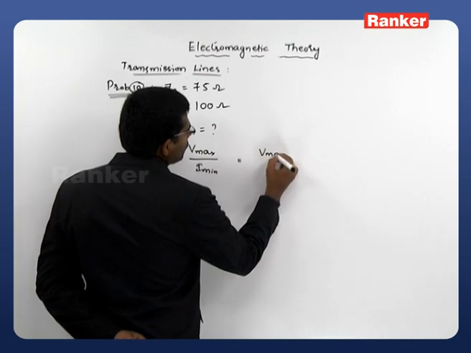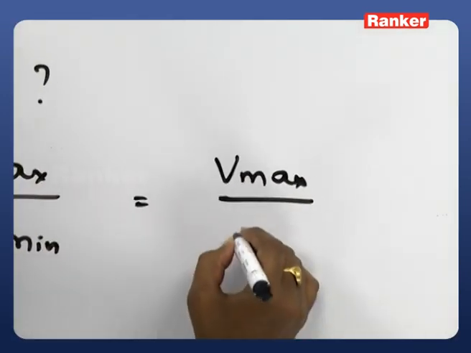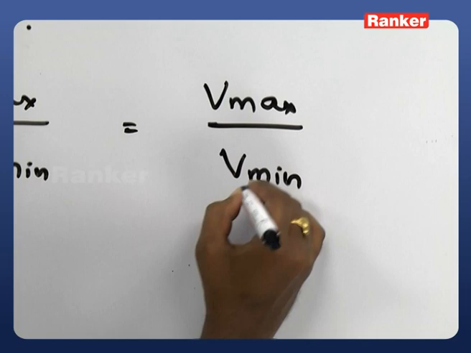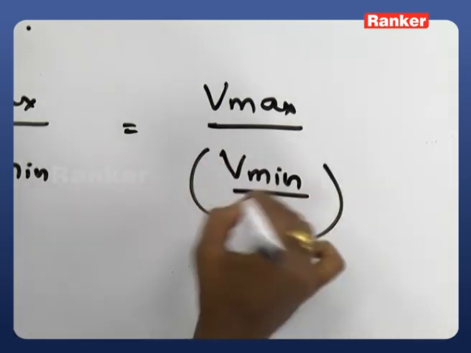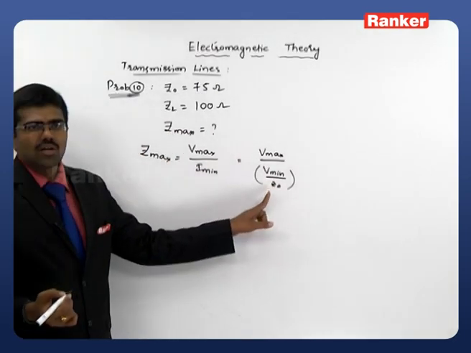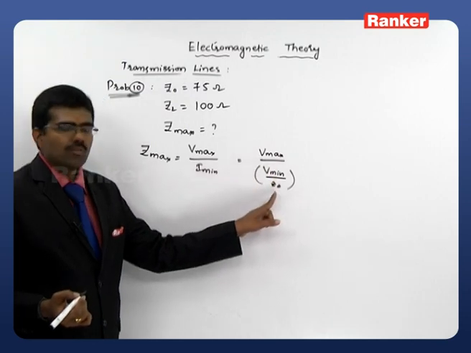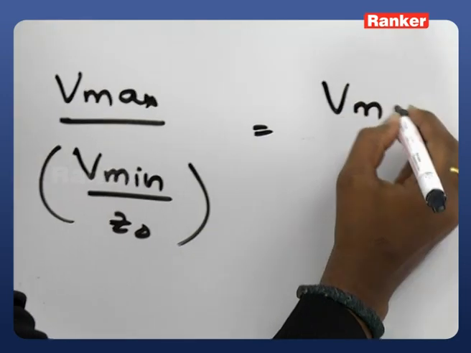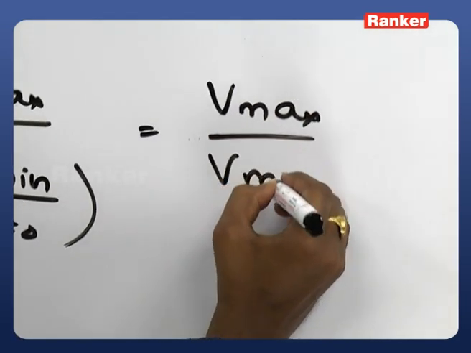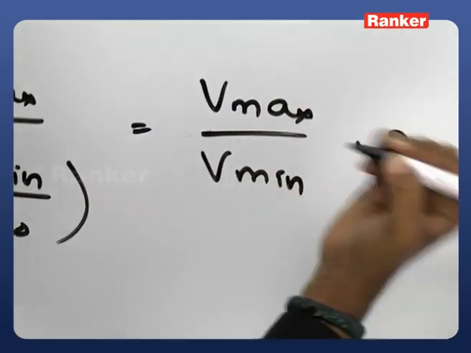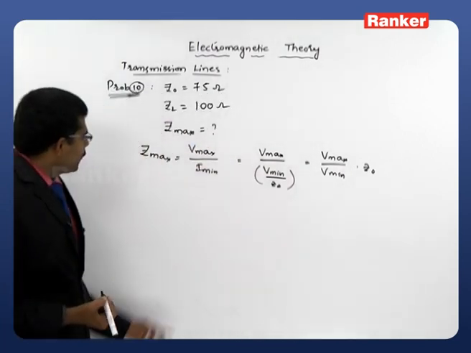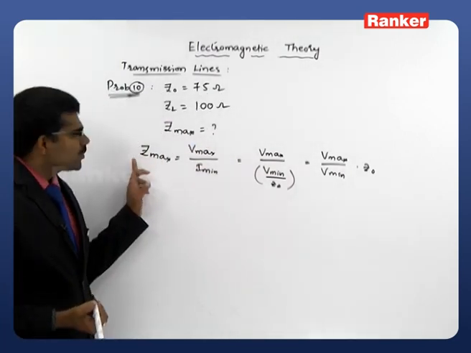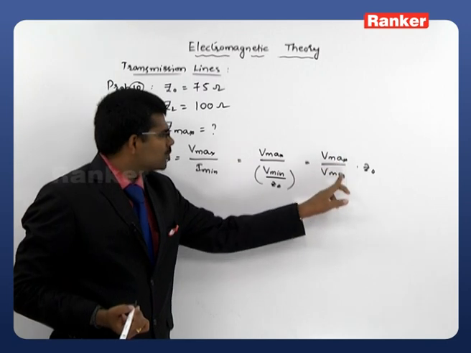V max is as it is, divided by I min, which can be written as V min divided by the characteristic impedance of the transmission line Z0. The current is equal to voltage divided by impedance, V min divided by Z0. So simply this can be written as V max divided by V min multiplied with Z0. So if you want the maximum input impedance on a transmission line, you can use this formula: V max by V min into Z0.